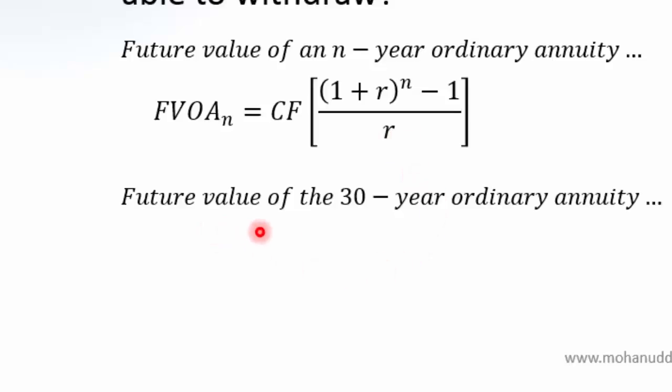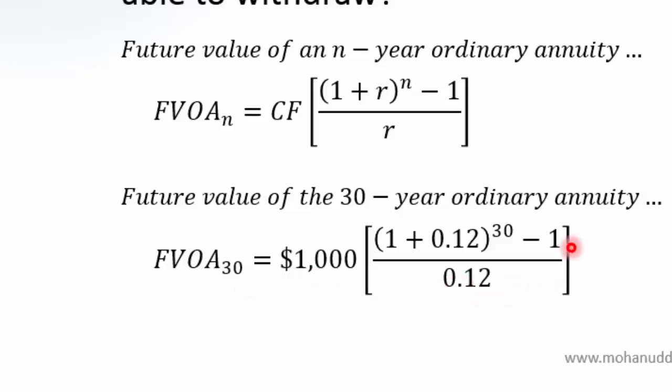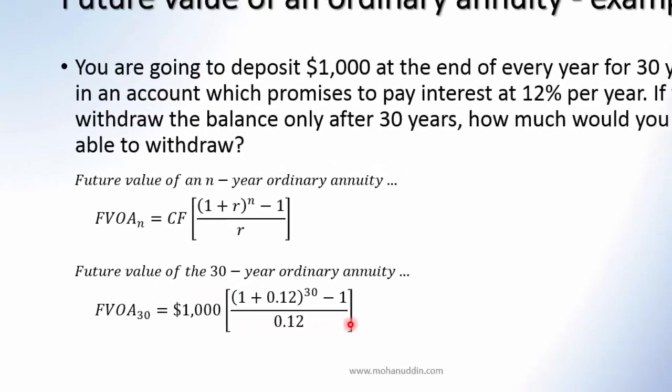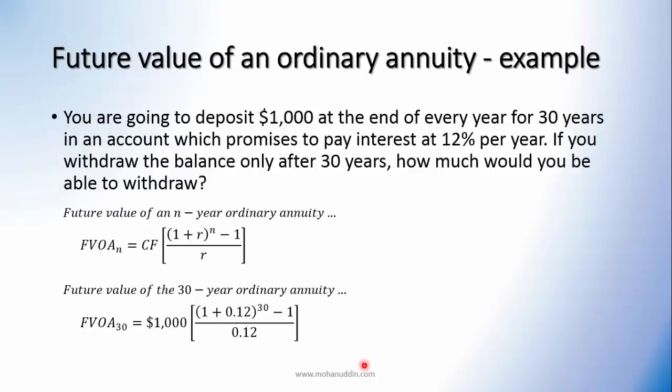The future value of the 30-year ordinary annuity of this example is simply, you plug in the values and use your calculator to find, and if you do, you will find that the future value is $241,332.68.